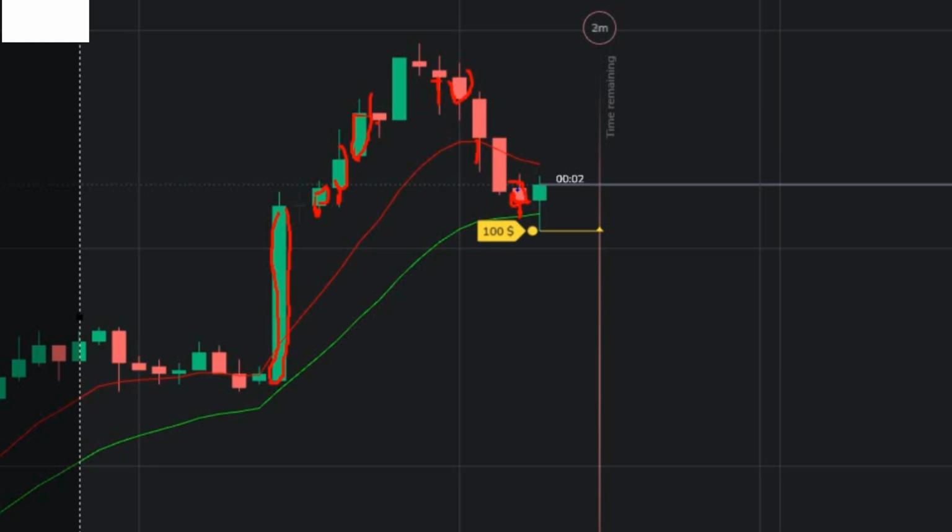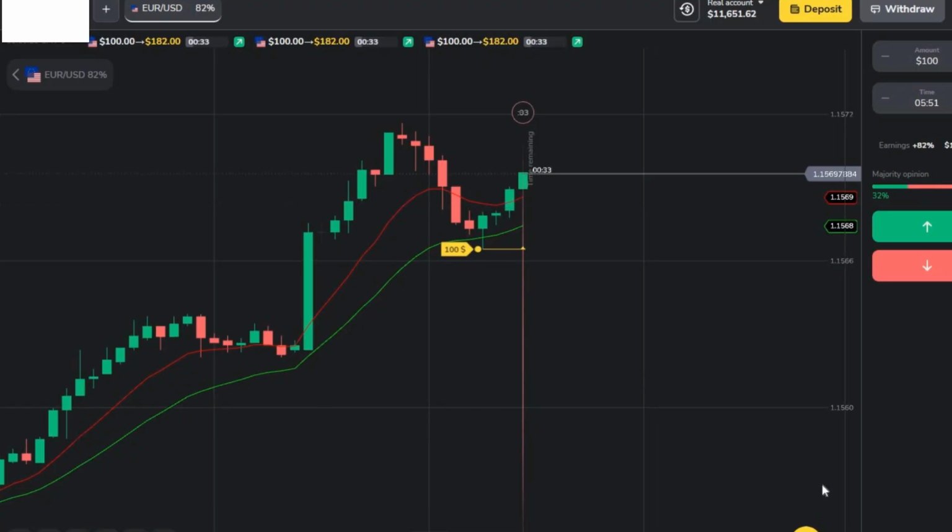Now with this tiny candle, there is no guarantee that this small candle can break this green line. This shows that this market is still maintaining this level. So that was the reason why we placed our trade immediately the market touched the green line, for a buy position for 3 minutes. Okay, now let's see what happened.